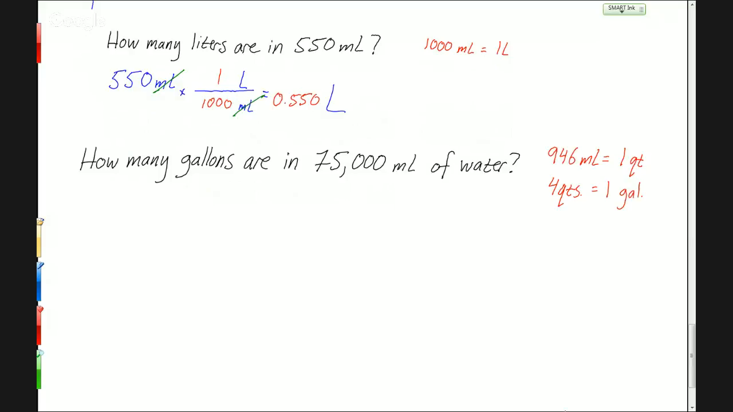What's the path that you're going to take through these units? So we start with milliliters, because that's the number we're given here. Where are we going to go from there? To quarts, because that's the only thing we can get to based on these numbers. We've got milliliters in quarts. We don't have milliliters in anything else. So that means we're going to start with milliliters and go to quarts. Then from quarts, we can use that second conversion factor to go to gallons.